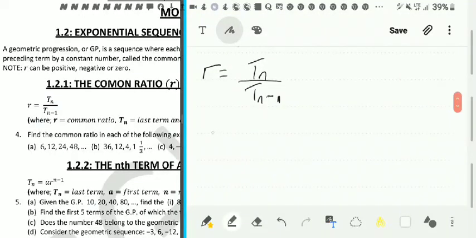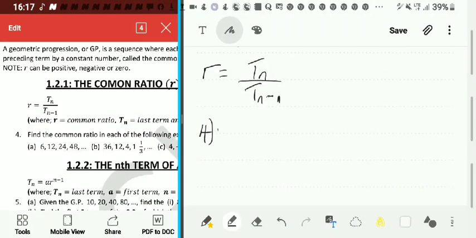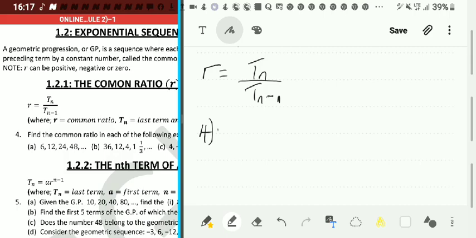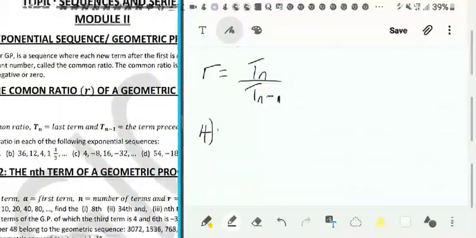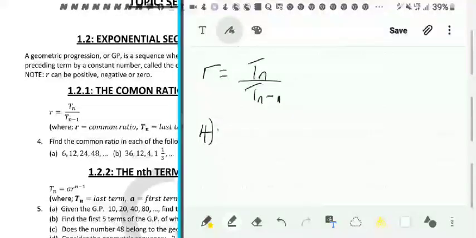Let's look at example number 4. We continue from number 4 because I think we saw exercise number 3 in the last module. Find the common ratio in each of the following exponential sequences.